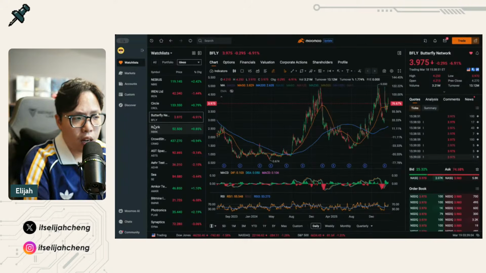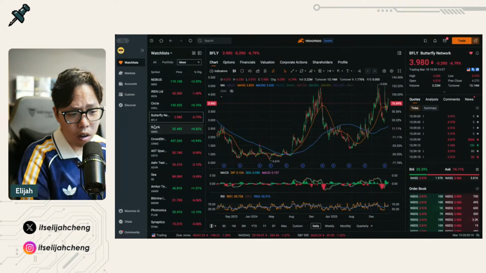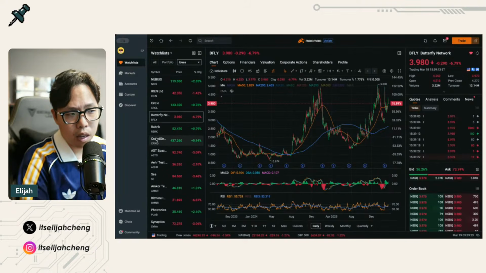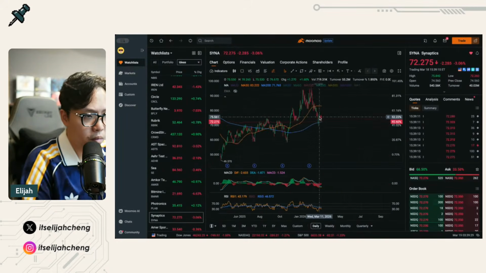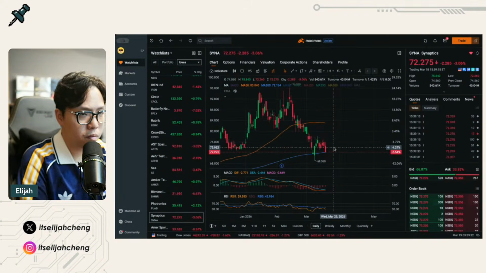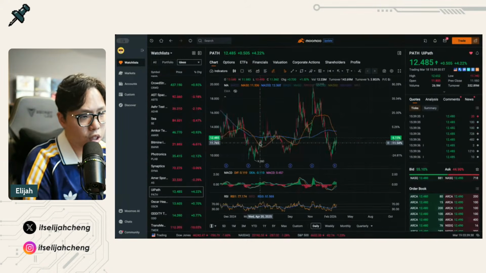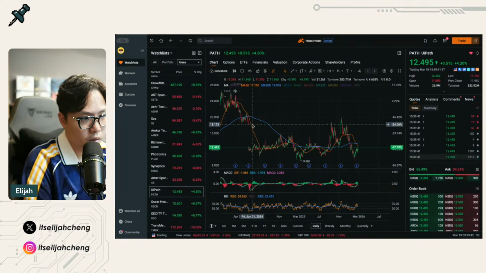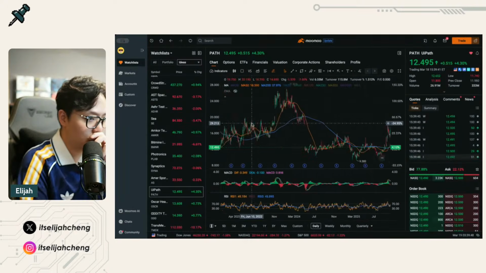UiPath. I looked at it for a while. I didn't really understand their value proposition. But when I said I looked at them once, I meant like, I think back in 24 or so when they first IPO. Haven't looked at them since. UiPath is $12 today, $12.50. Wow, wow. I didn't realize they were $90 when they came into market.